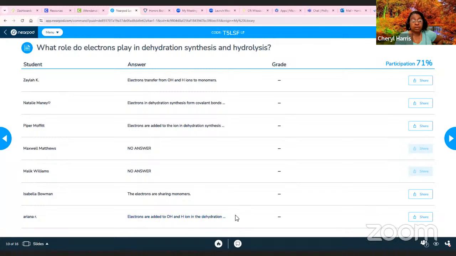All right, Ariana, same thing. All right, so dehydration, we're taking those, the electrons are, because actually OH, we're going to learn later on, is what we call a polyatomic ion. So there are 2 of them, but they function as one. So that ion, that electron, and the H, dehydration, remember, we're going to take those away and connect them at the oxygen, and hydrolysis, we're going to add them back.